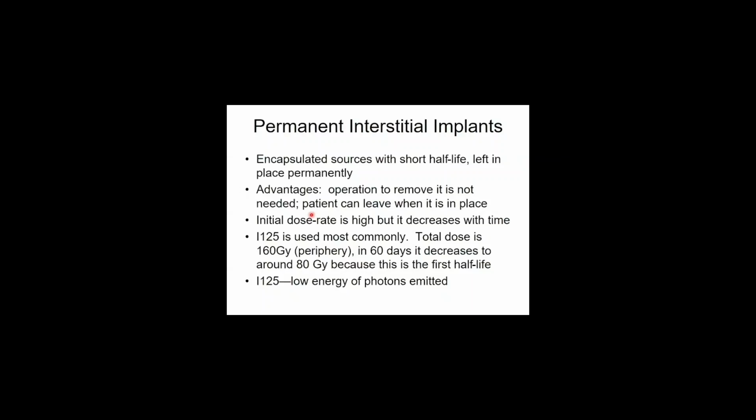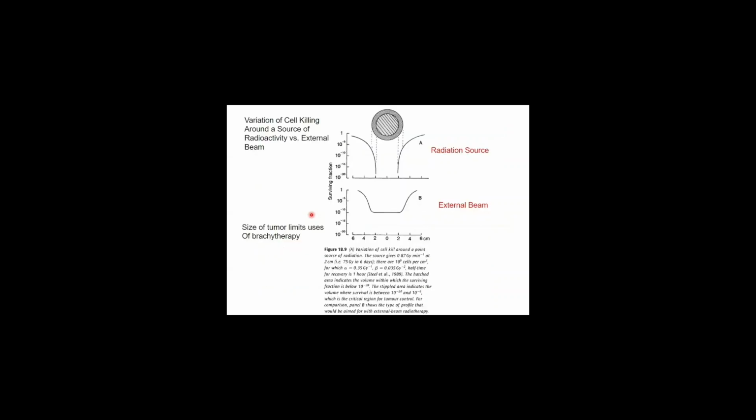There are a few examples of permanent interstitial implants that are used. These tend to be used in examples where you don't want to do a second surgery to remove it. So what is done in these examples is we put the source in. It generally has a short half-life, but it's got an initially pretty high load-up rate. I-125 is really common for this. So the total dose is really high initially, but in 60 days it decreases. That's the length of its first half-life. And again, it's going to be very useful in certain kinds of tumors.